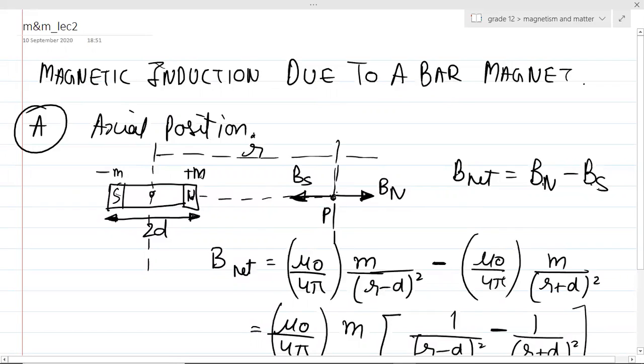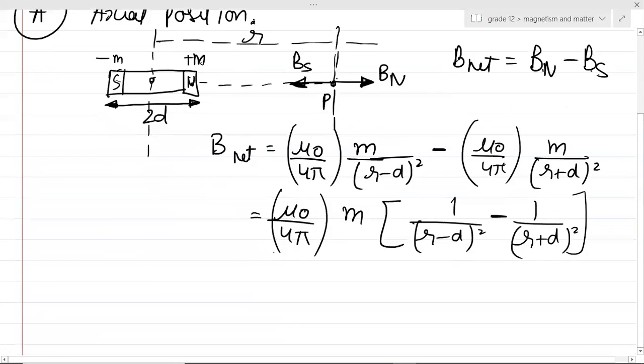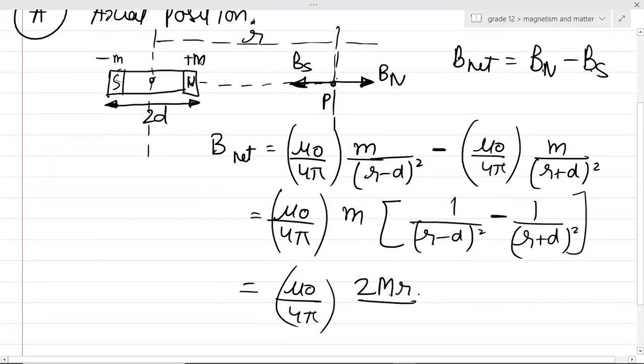So the north pole will try to create a magnetic field away, and the south pole will try to keep a magnetic field towards. So basically both magnetic fields are in the opposite direction. So we subtracted them, and then we wrote the magnitude using Coulomb's law of magnetostatics. And then on further solving, this will be equal to mu naught by 4 pi. From here you will get 4 times r into d. You will pass 1 2 outside, and ultimately the overall result is twice of capital M.